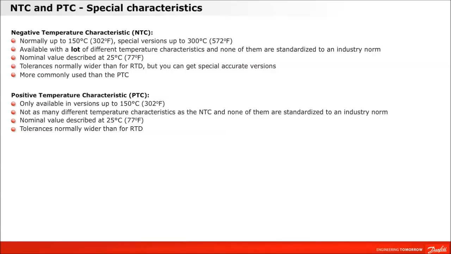Like NTCs, the PTC's nominal value are described at 25 degrees Celsius. The tolerances for PTC are normally wider than for RTDs.